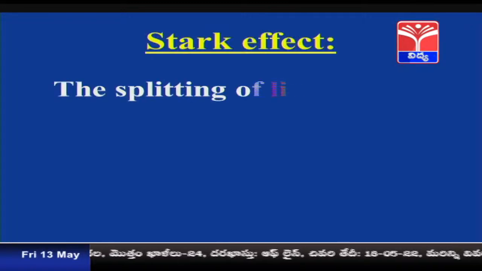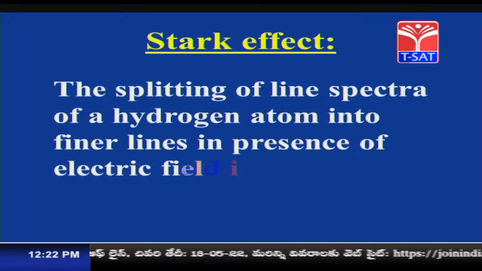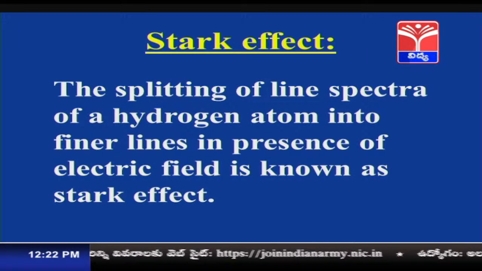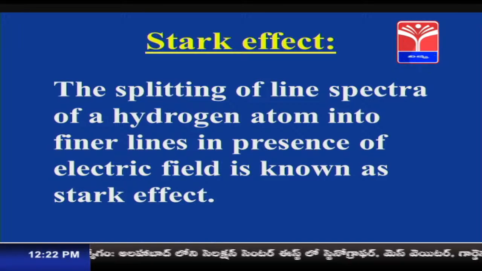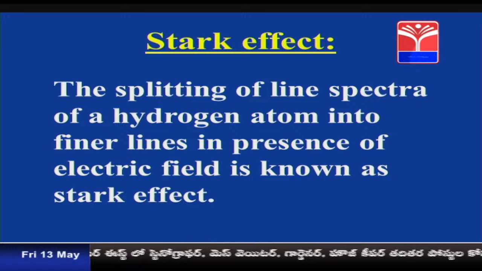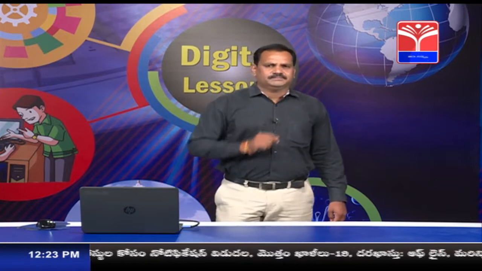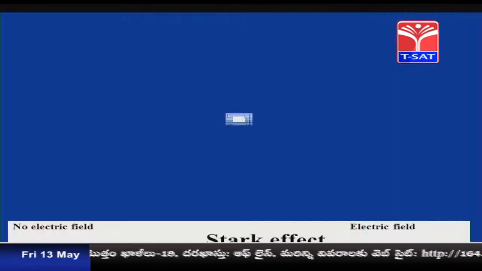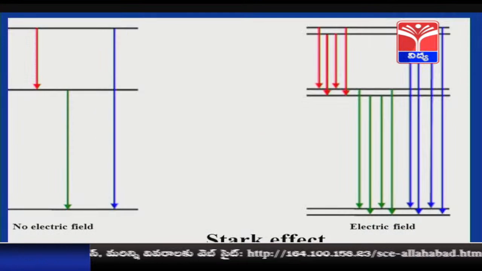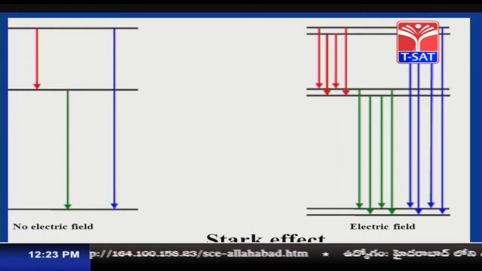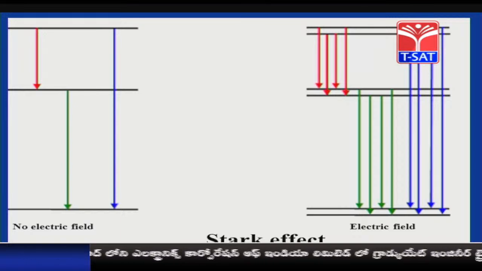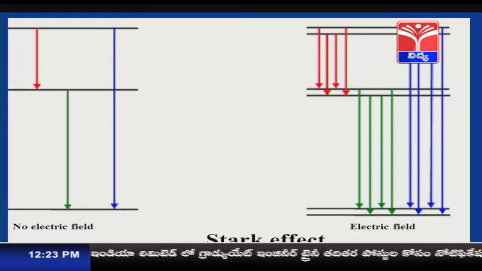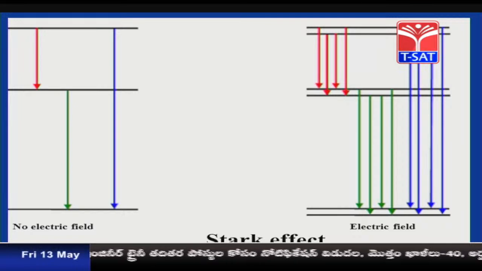This Zeeman effect takes place in the presence of a magnetic field, and the other one is the Stark effect. Children, what is the Stark effect? The splitting of line spectra of the hydrogen atom into finer lines in the presence of an electric field is known as the Stark effect. Simply, the splitting of spectral lines in the presence of an electric field is the Stark effect. Here you can see this. In the absence of an electric field, you can find one red line, one green line and one blue line, but in the presence of an electric field each line is split into more lines.